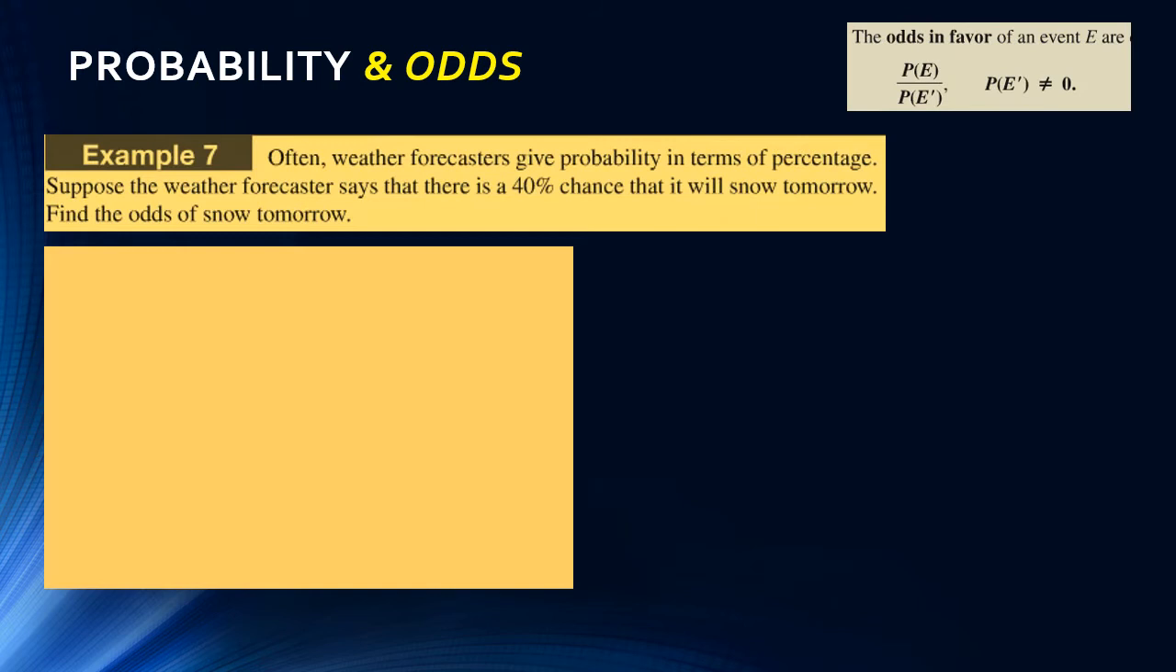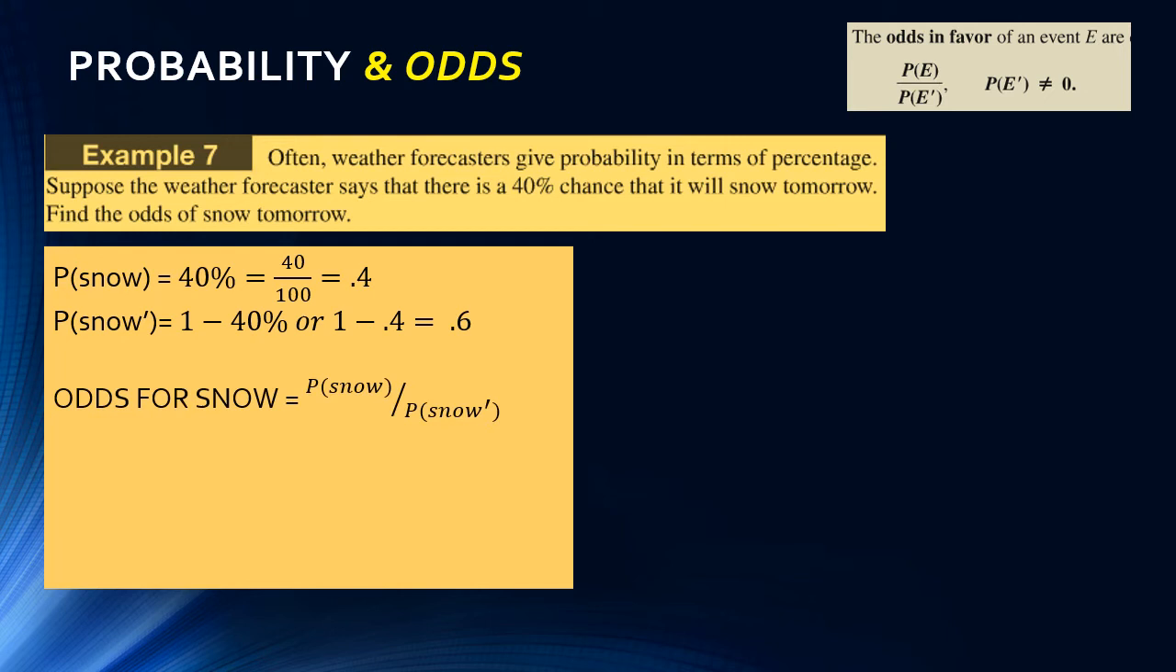Often forecasters give probability in terms of percentage. Suppose the weather forecaster says there's a 40% chance that it will snow tomorrow. Find the odds of snow tomorrow. Well, 40% is 40 over 100, or 0.4. This means the probability it won't snow is 1 minus 0.4, or 0.6. So now it's quite easy to find the odds for snow, which is the probability of snow over the probability it won't snow, or 0.4 divided by 0.6, which gives us 2/3 again. And again, we say the odds for snow are 2 to 3, or 2:3. We do not leave it as that fraction.